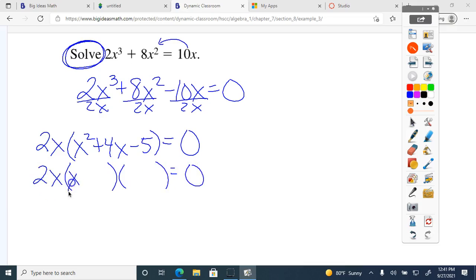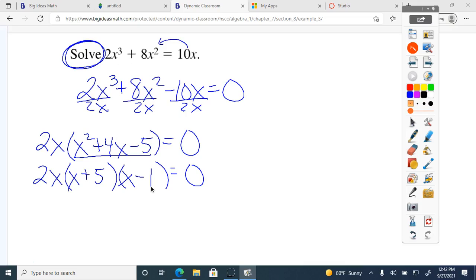Can we factor my trinomial here? Are there two numbers that multiply to be negative 5 but add up to 4? There's not many numbers that multiply to be negative 5. 5 and negative 1. Yep. Positive 5, negative 1, right? 5 times negative 1 is negative 5. 5 plus negative 1 is 4. Check and check. All right?